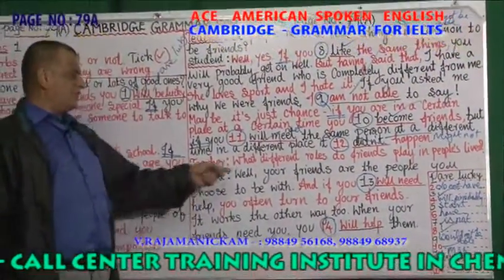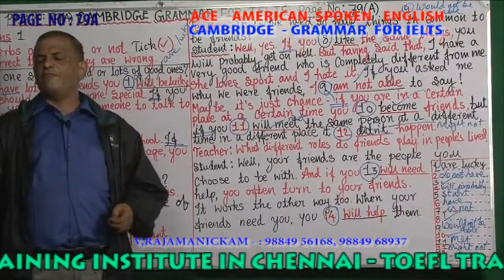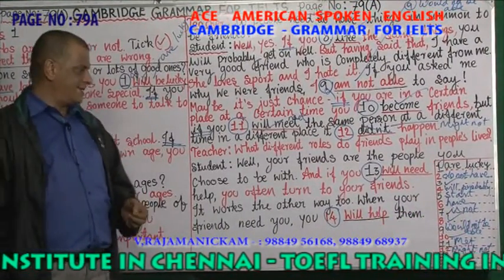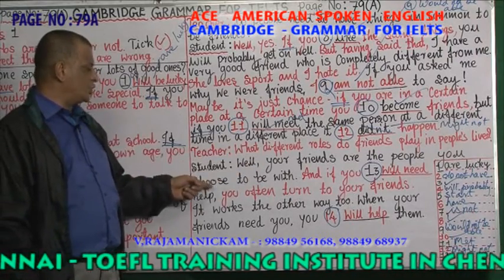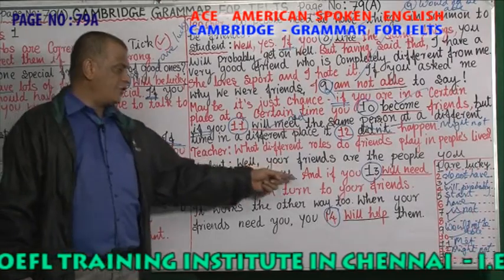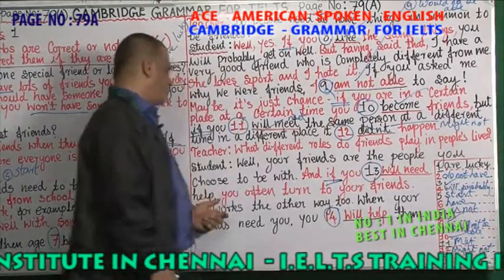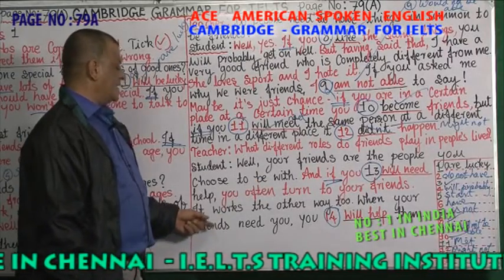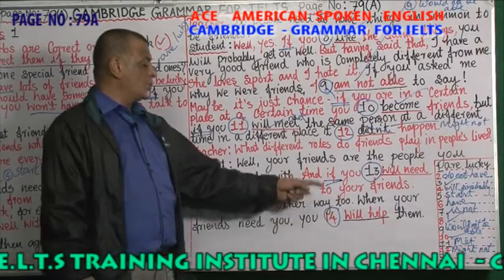Teacher asks, what different roles do friends play in people's lives? And the student says, well, your friends are the people you choose to be with. And if you need help, you often turn to your friends. It works the other way too. When your friends need you, you will help them.